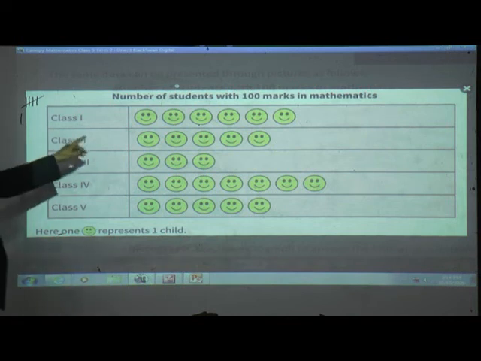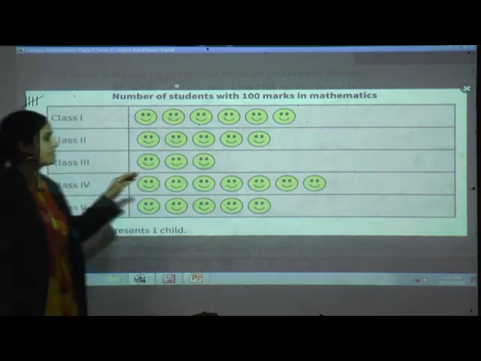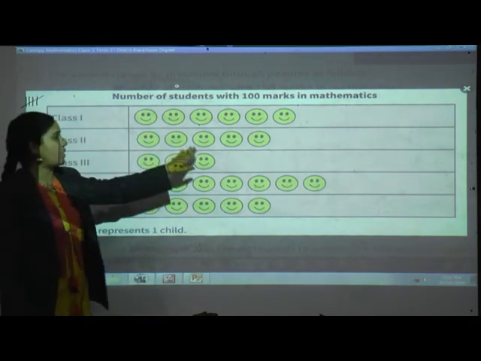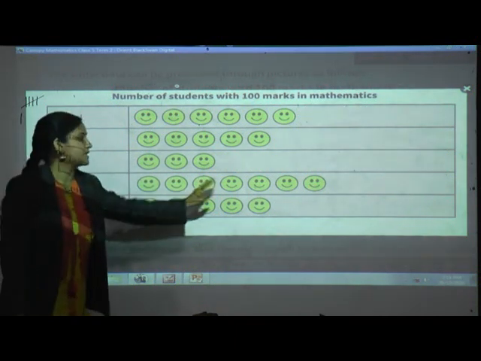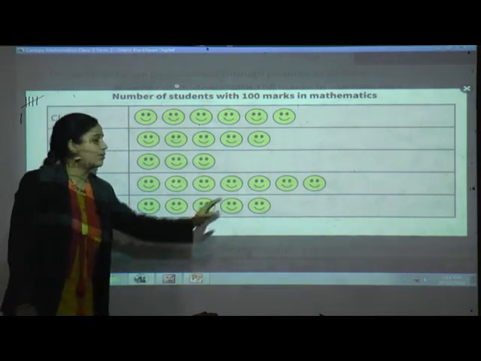The same data can be represented through pictures as follows. That means just now we saw the table of those 100 marks students, so that data we can present in the form of pictures also. See, class 1, here they have given 6 smileys, class 2, 5 smileys, class 3, 3 smileys, class 4, 7 smileys, and class 5, 5 smileys. What is meant by these smileys? See previous page 67.